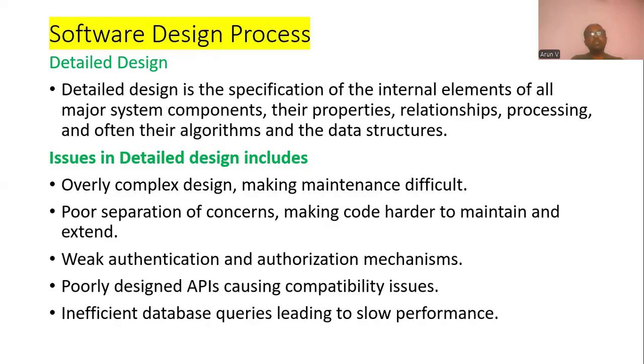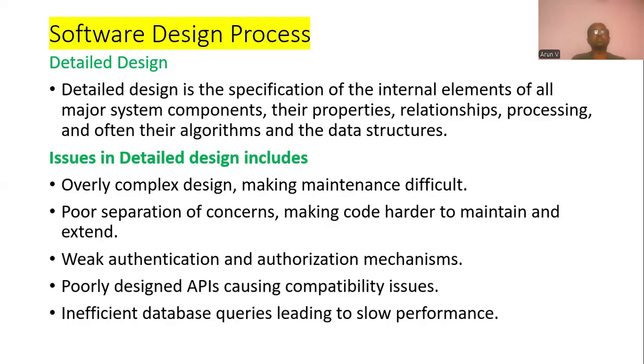Detailed design covers the individual components of the major components. Individual means each and every component of the major component system: individual component properties, relationships, algorithms, and data structures. So that is the detailed design process.